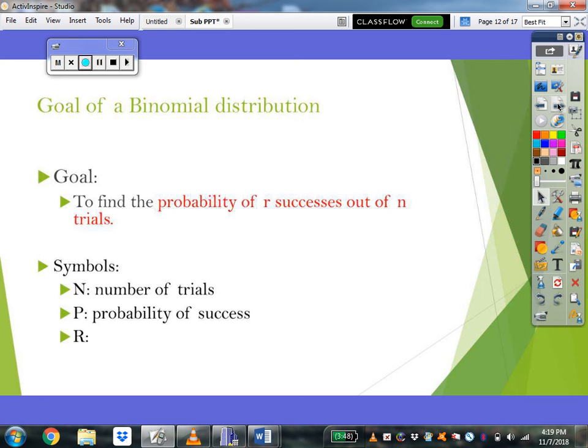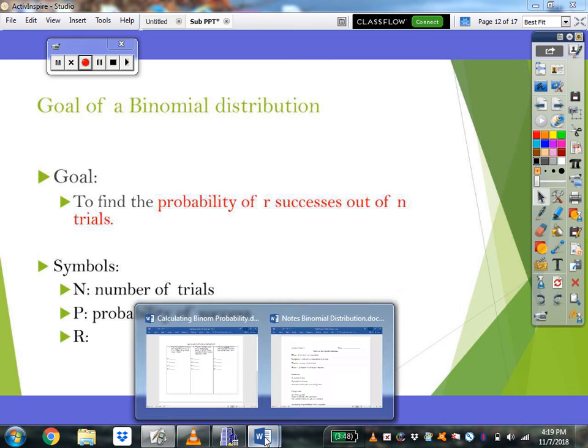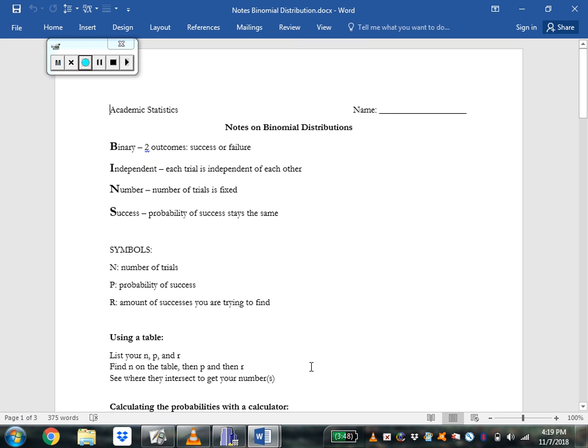So that being said, the goal of a binomial distribution, we want to find the probability of r successes out of n trials. Some of the new symbols that you'll see are n, the number of trials, p, the probability of success, q represents the probability of failure, and then r is the successes out of n trials. And you should see this all on your notes page. So if you pull back up this sheet from yesterday, you see that the symbols are listed right there. So keep that out, please.